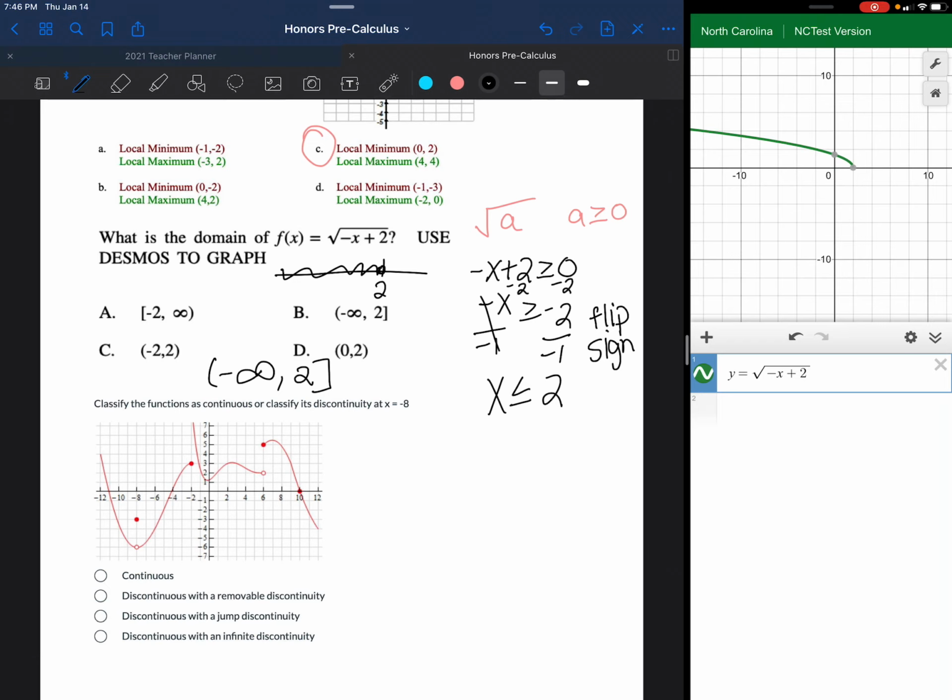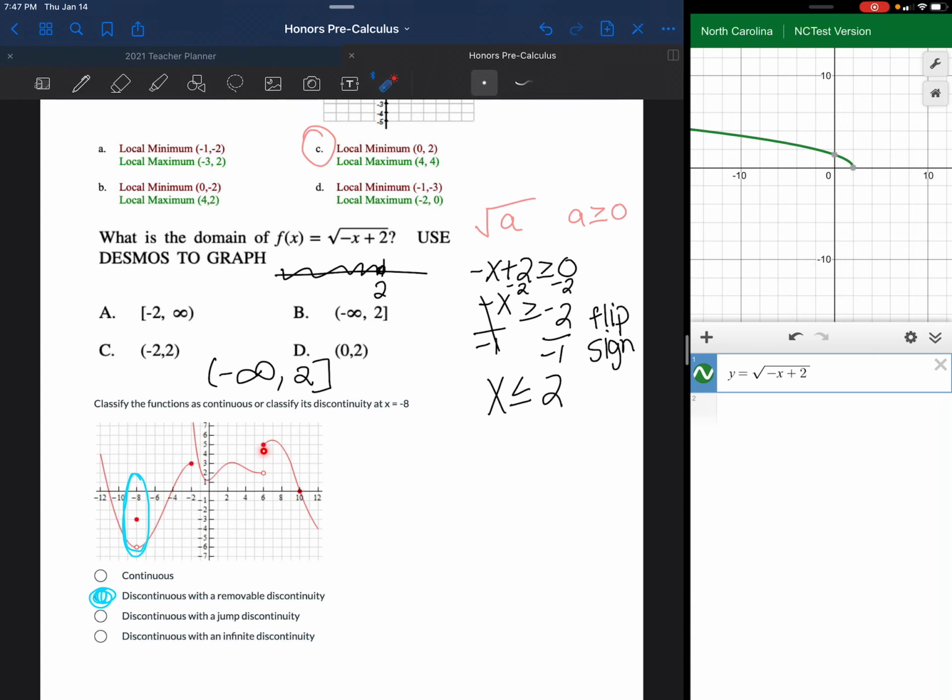Alright, so we have discontinuous or continuous. So it says, classify the function as continuous or classify its discontinuity at x equals -8. So if I go to -8, I can see right here in this area what's going on. Well, we can see that we obviously have this removable point here. So we're looking at removable discontinuity.